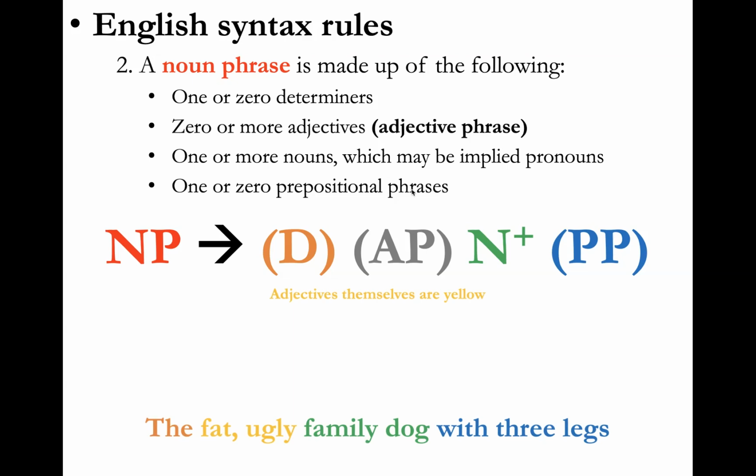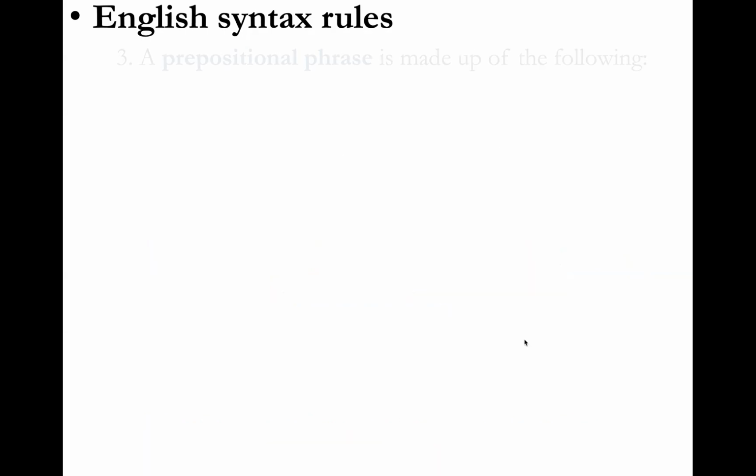So I want you to see down here, the adjectives themselves are yellow. When you have an adjective phrase, they're gray. So that's what the difference is here. So look at this sentence here, or this is actually not a whole sentence. It's just a noun phrase. So the fat, ugly family dog with 3 legs. You could say the fat, ugly family dog with 3 legs on the table. And that would also be okay. On the table being a prepositional phrase. So you could have multiple prepositional phrases and they could still be part of the noun phrase. All right, so you know what a noun phrase is.